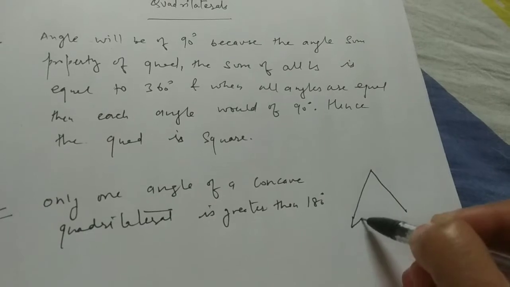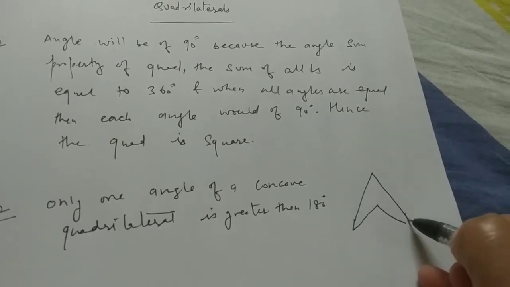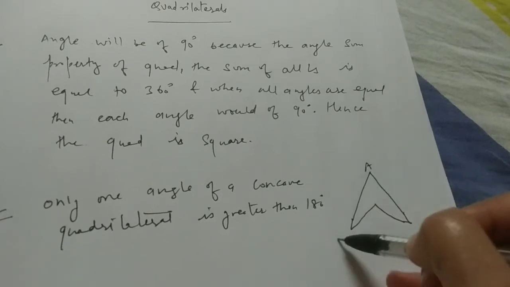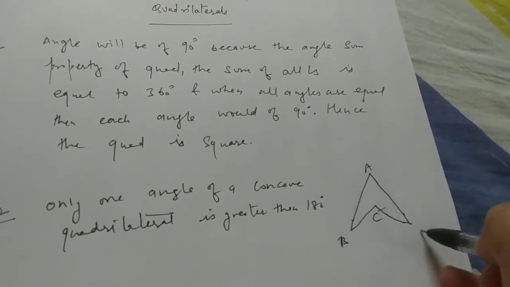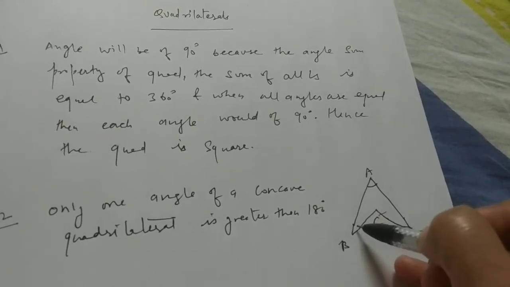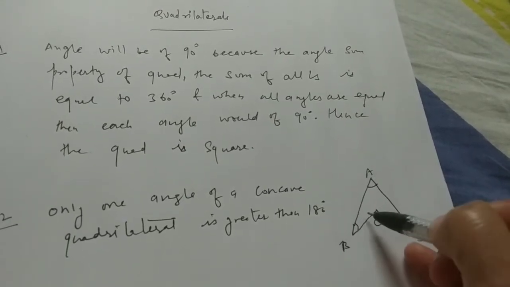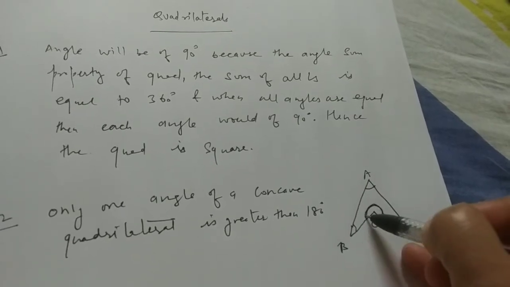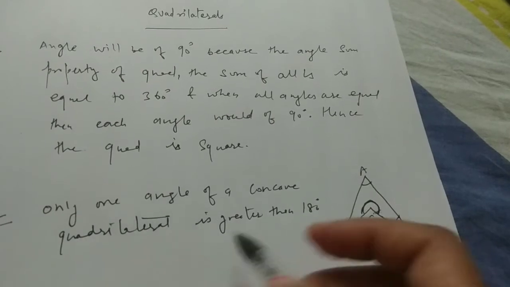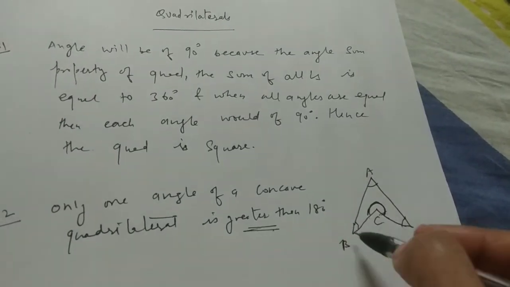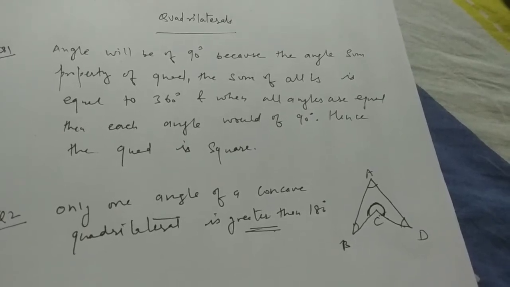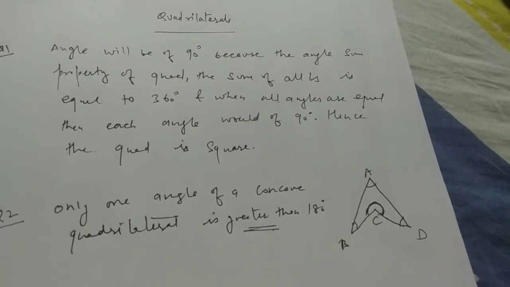So this is our quadrilateral A, B, C and D. So we can say this is acute, this is acute, this is acute, and this is one obtuse angle. So only one angle of a concave quadrilateral is greater than 180 degree. All other angles would be smaller than 180 degree. Hope the question is clear.